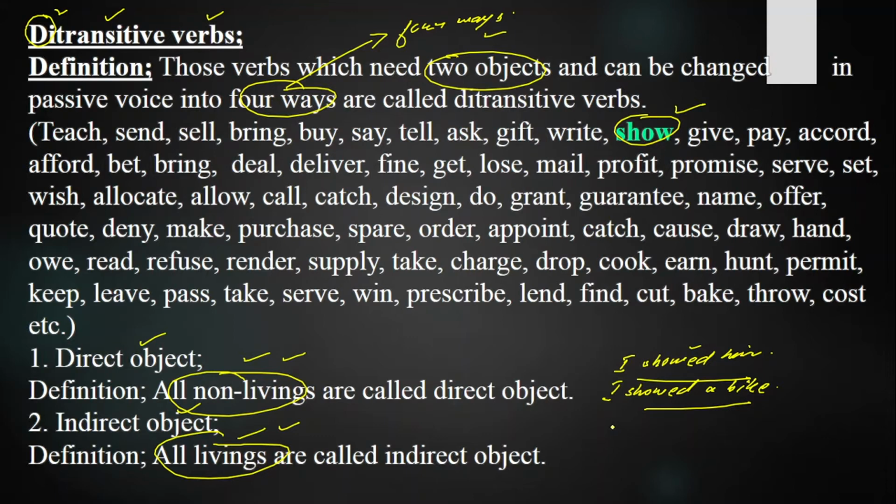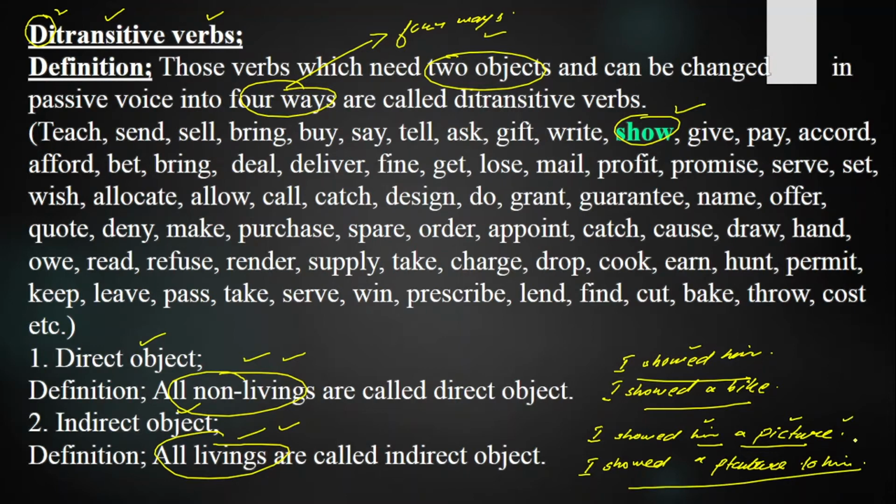Now if I say I showed him a picture, and there is another way to write this. Now see, it is giving complete sense: I showed him what? A picture. I showed a picture to whom? Him. If you want to bring the direct object first and the indirect object at the end, then it will be followed by a preposition, like we say I showed a picture to him. So this is the way to complete its sense, and you can write it in both ways.